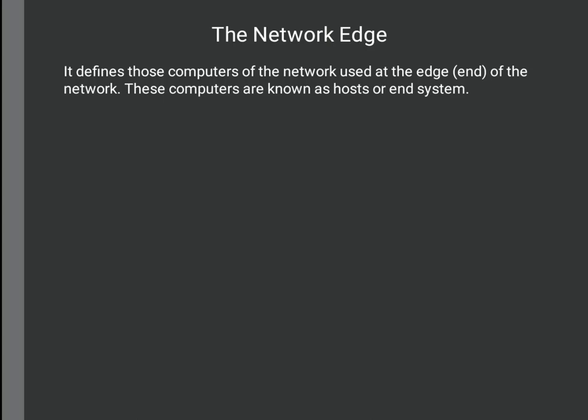So it means suppose we have four computers which are connected to each other in order to share information with each other. Then all these four computers are called end devices. Now these computers are also known as hosts. Hosts can be classified into two types. First is client and second is server.